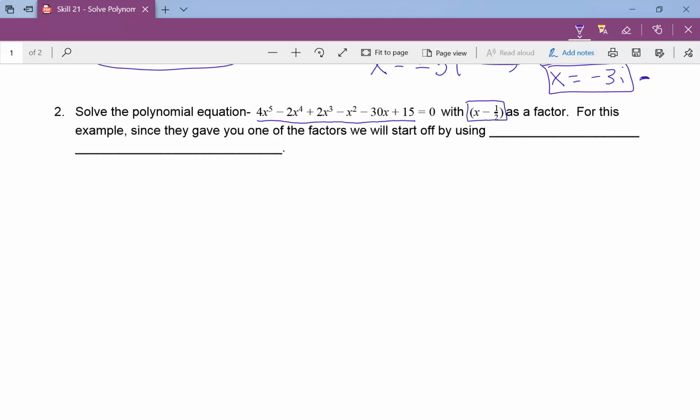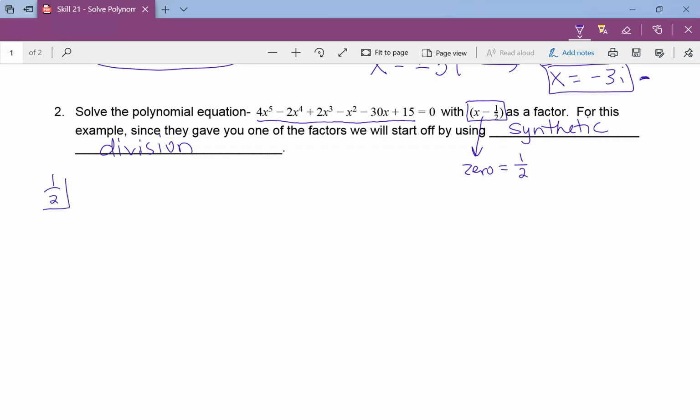Since we're told that information, we can start by using synthetic division. This is what we learned a couple lessons ago. What we do is we take that factor, find its 0. So the 0 of that factor would be 1/2. So we're going to put that in the corner.